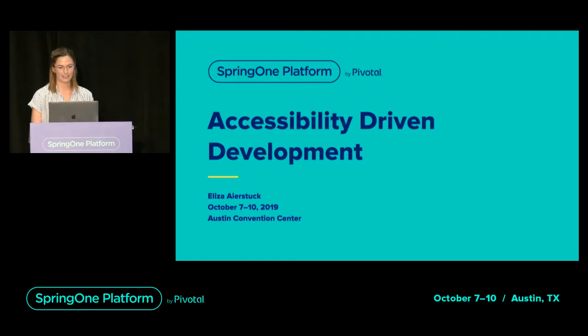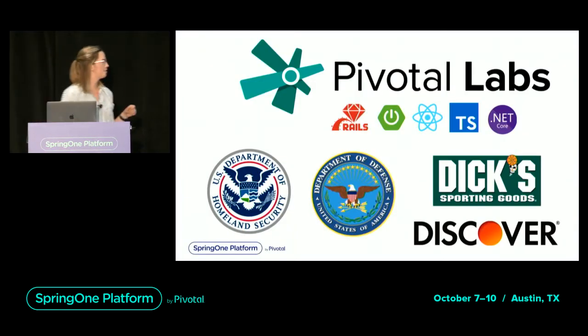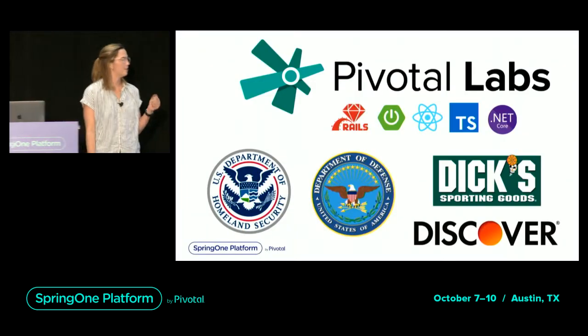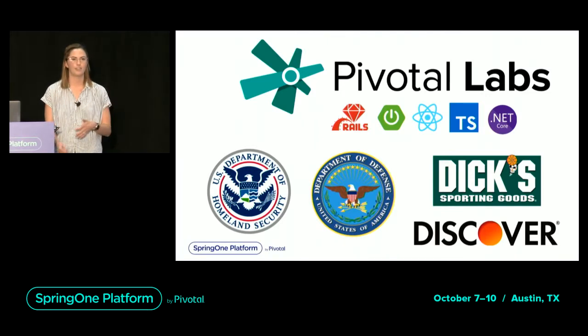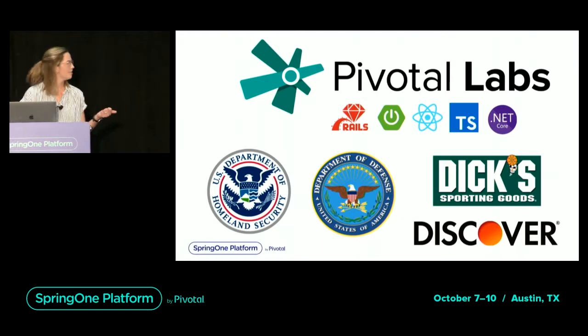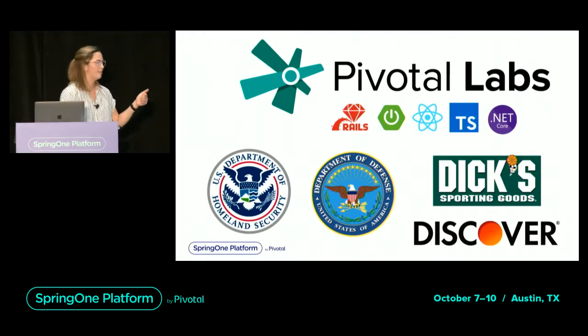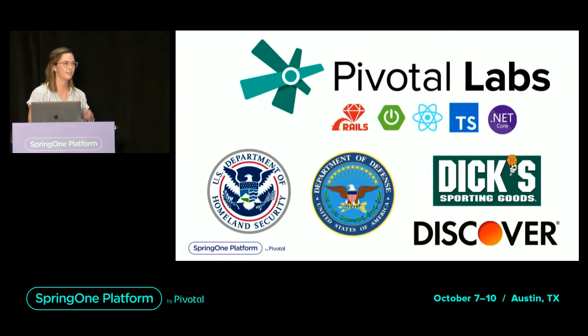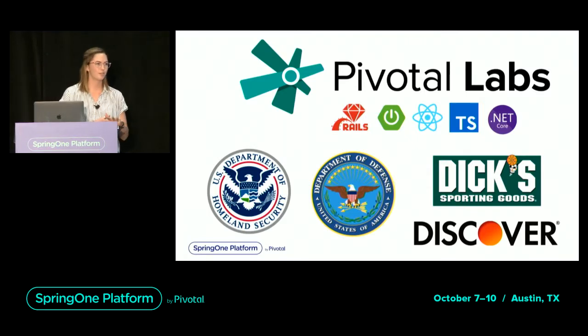So before I talk to you about accessibility, I wanted to talk to you a little bit about me. I work for Pivotal, specifically the consulting arm of Pivotal, which is called Pivotal Labs. And working for Pivotal Labs is pretty cool because I get to work with a variety of different technologies. I've listed a few of my favorites up there. I really enjoy working with Ruby on Rails, Spring, which you have all heard of, I'm assuming. I've spent a lot of time working with React. I like to layer TypeScript on top of it. And recently, I got the experience to work with .NET Core, which was a lot of fun as well.